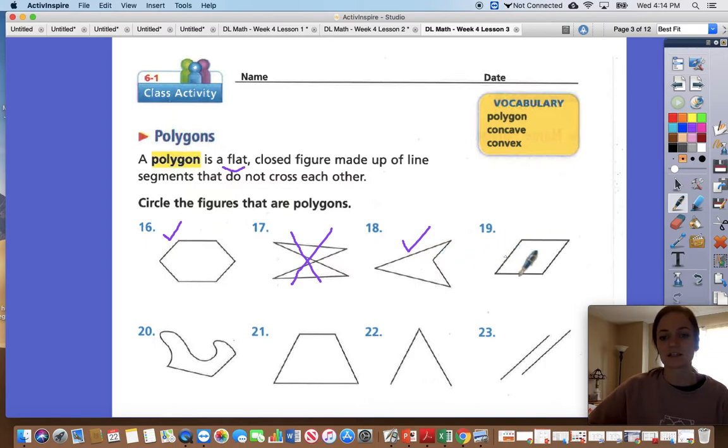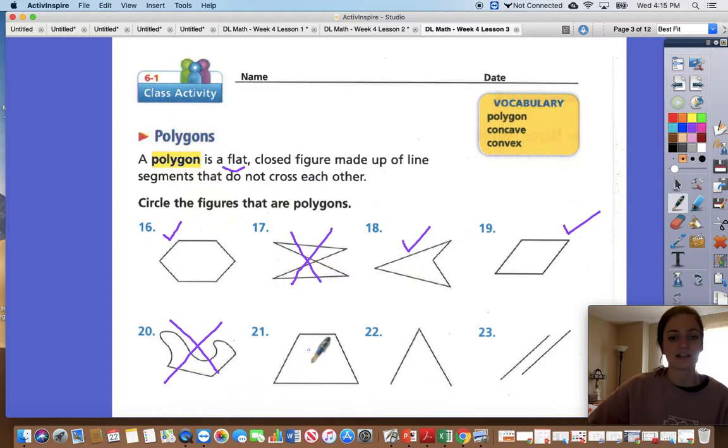Okay. Let's look at number 19. All right. Is it flat? Yes. Is it closed? Yes. Is it made up of line segments that do not cross each other? Yes. So this one is also a polygon. Okay. Let's look at number 20. This one looks kind of funky. Let's put it through the test. Is it flat? Yes. Is it closed? Yes. Is it made up of line segments that do not cross each other? No, because this is not a line segment. See how it curves? That's not a line segment. So this is not a polygon.